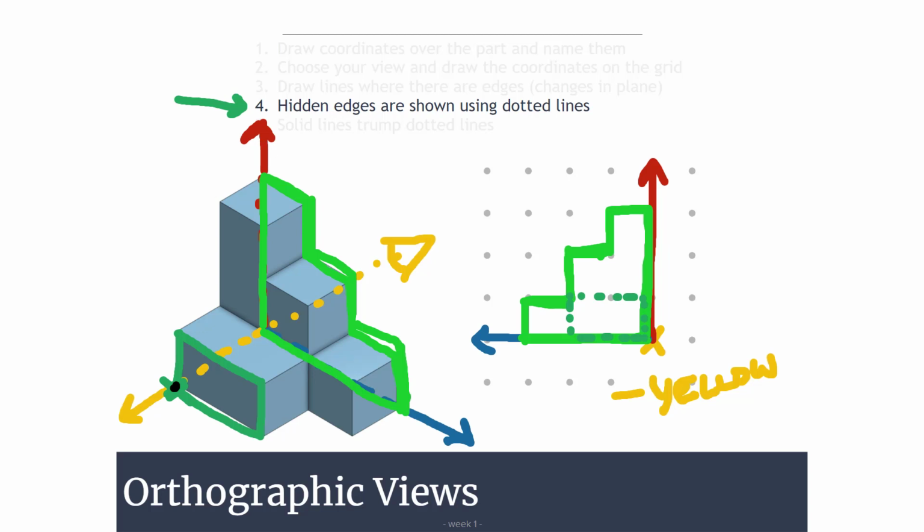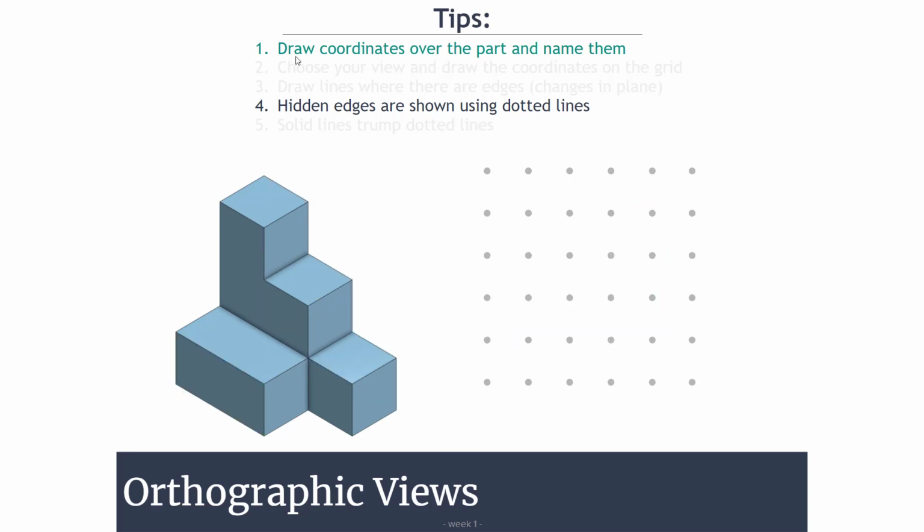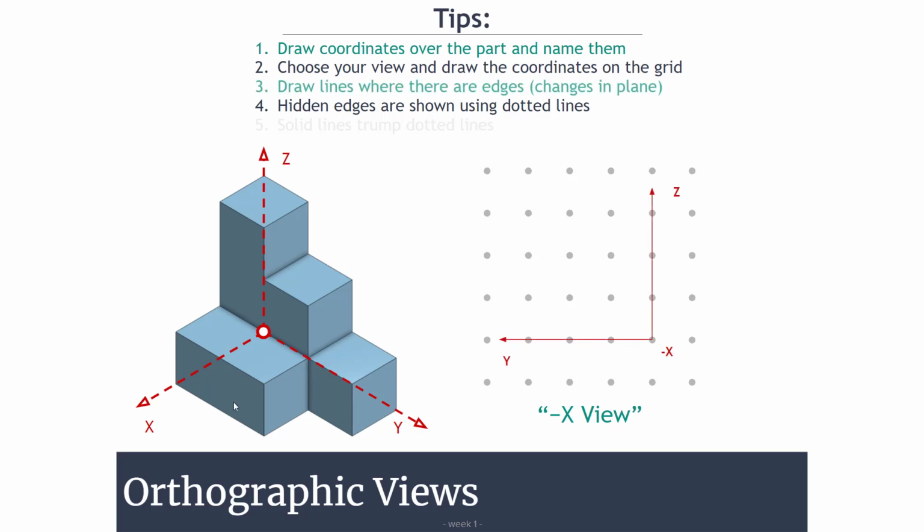The last thing about this, though, is, well, okay, let's walk through this. In fact, again, I'll erase all my lines, so let's do this in the nice, clean slides version. Draw coordinates over the part and name them. Okay, nice. X, Y, Z. Very good. Choose your view and draw the coordinates on the grid. Very good. Minus X view, which is that negative yellow view again. This ended up being back here, where we were looking down the back end of this arrow.